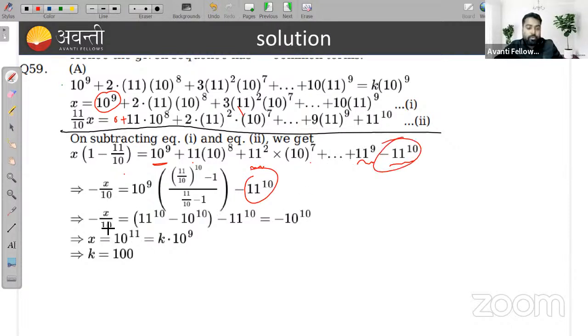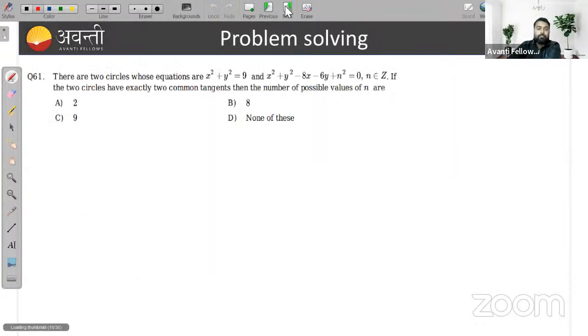Okay. So after simplifying, what you are getting, x is equal to 10 to the power 11 is equal to k into 10 to the power 9. So k becomes actually 100. Okay, k becomes 100. Is that clear to everyone? I hope this is clear to everyone. Let's move to the next question.